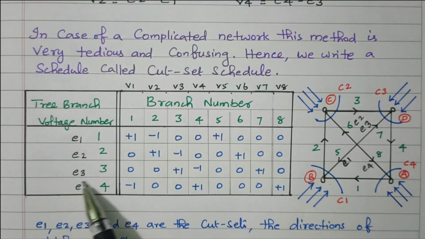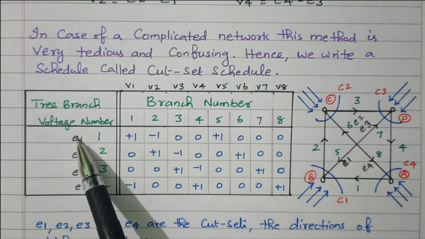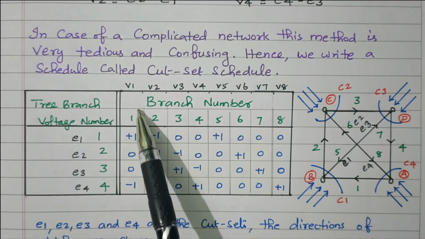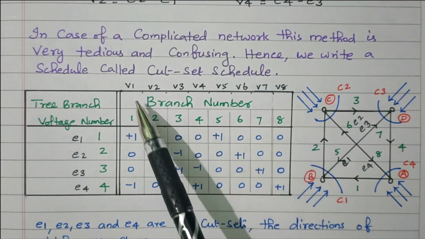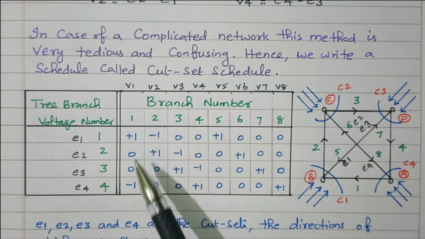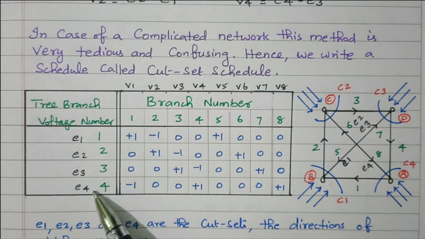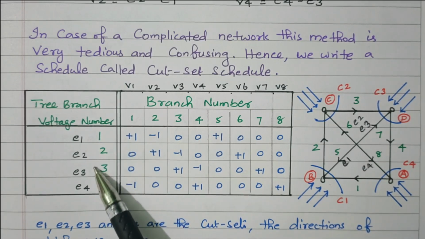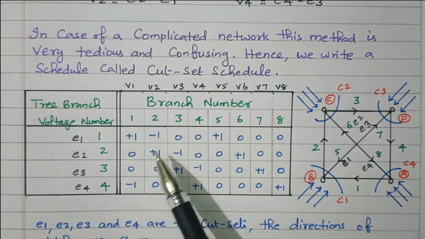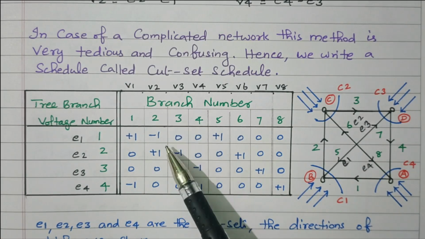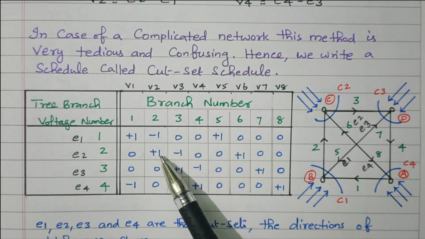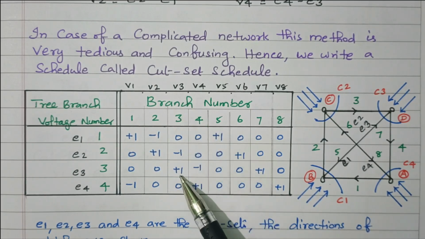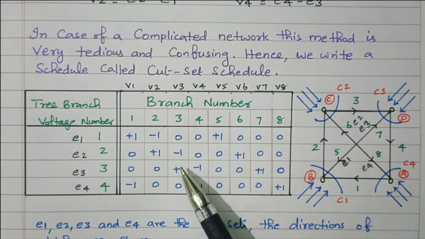So this is the cut set schedule available. Vertically what we have is the tree branch voltage. Horizontally we have the branch voltage. See V1 here, plus 1 minus 1. E1 is plus, E4 is minus. So E1 minus E4. E2, E3 are 0. Based on that we can write V2. E1 is minus 1, E2 is plus 1. So E2 minus E1. V3: E3 is plus 1, E2 is minus 1. So E3 minus E2. Like that we can write.